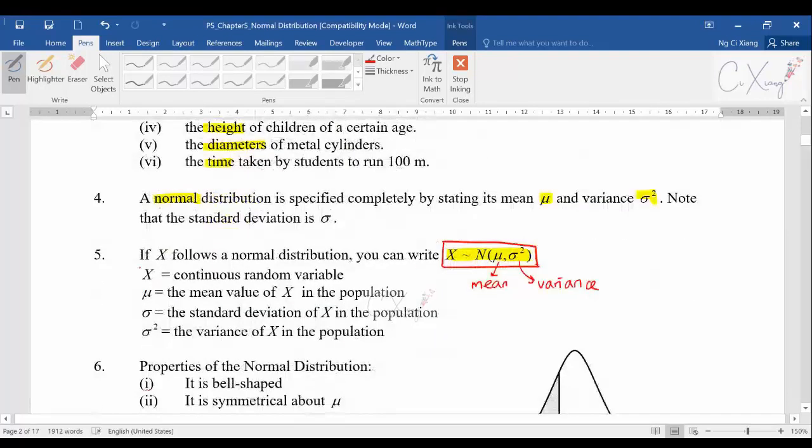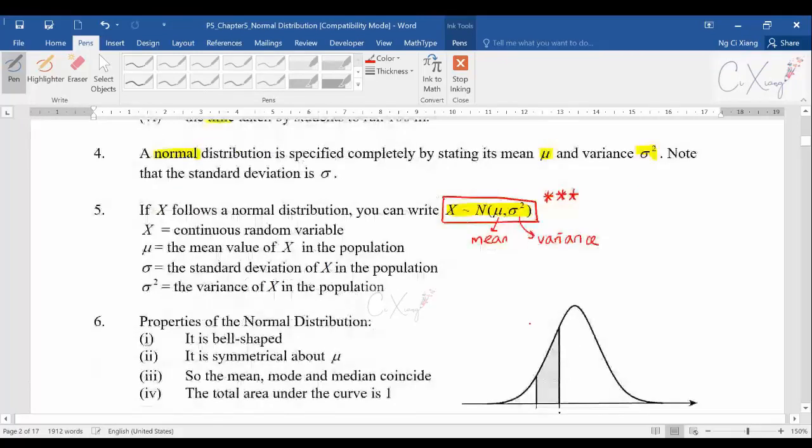So here they explain to you what all the symbols mean. Generally, you learned all this before, okay? But I just want you to take note that you have to write it up once you know that it is a normal distribution.